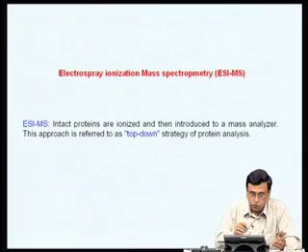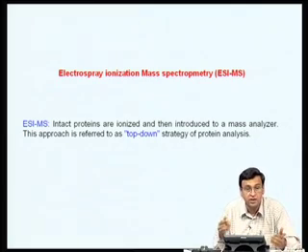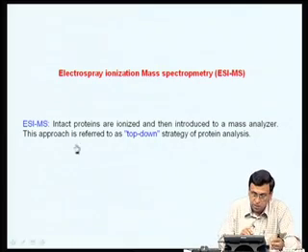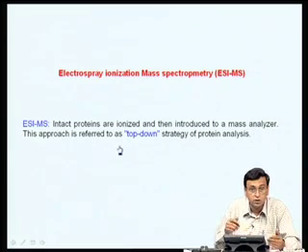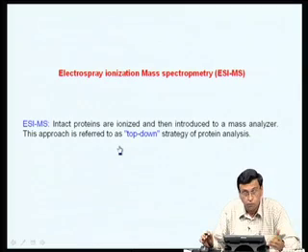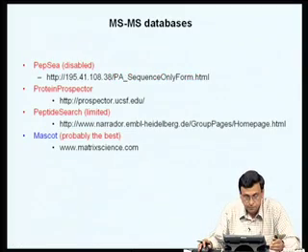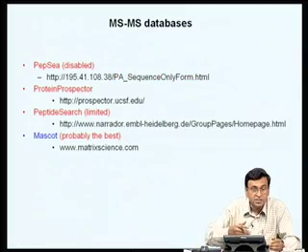This is called electrospray ionization mass spectrometry, or ESI-MS, where intact proteins are ionized and then introduced into a mass analyzer. This approach is referred to as the top-down approach for the strategy of protein analysis. There are a number of databases now available.